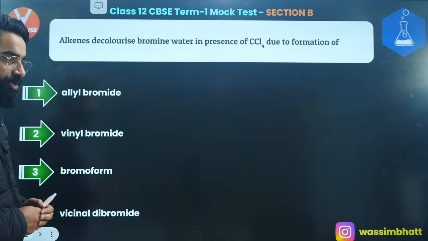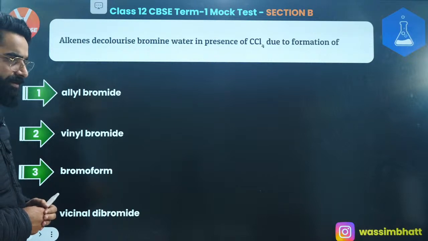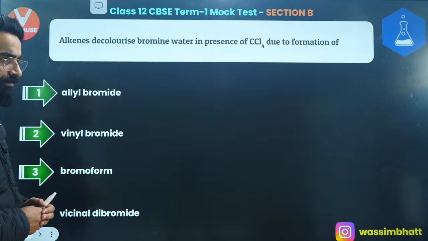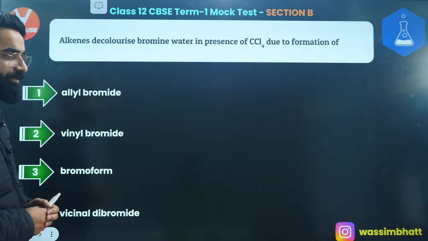Absolutely. Rishabh gave the answer. Kaushik gave the answer. Wonderful. Selva gave the answer. Krishna, phenol is not alcohol. Phenol is different.